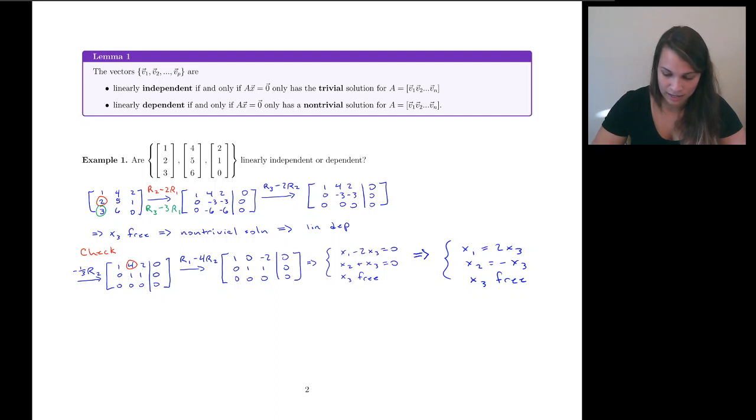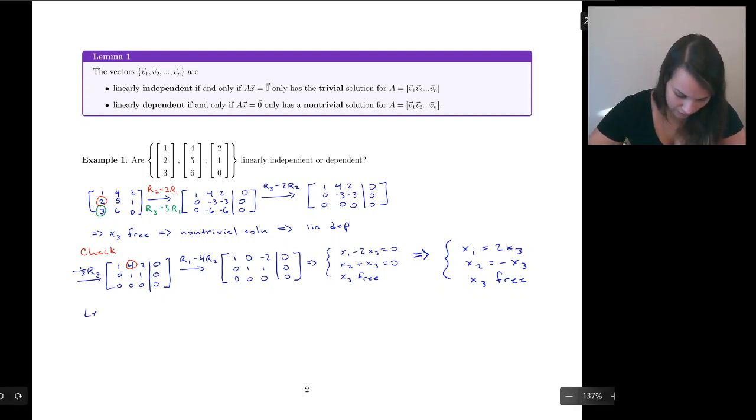So yes, if x3 is 0, you get x2 is 0 and x1 is 0, but linearly independent means only has the trivial solution. So all we have to do is find other solutions. So if we let x3 equal 1, we're going to get an interesting solution.